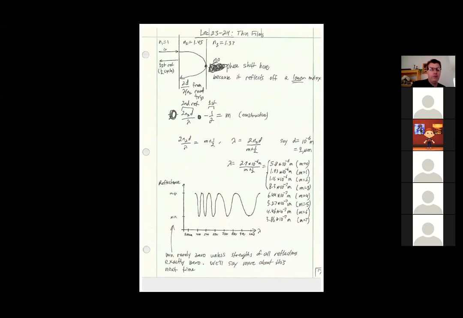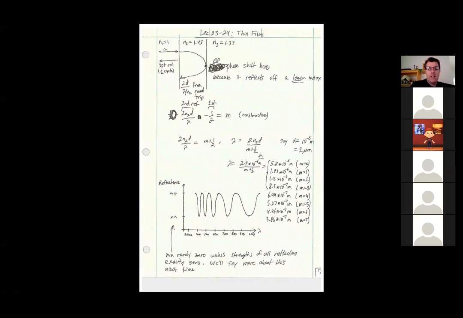All right, so here's how I would do it. I would say we've got a half cycle phase shift here. In this round trip, there's no phase shift due to reflection there because it's in a high index medium reflecting off of a low index medium. So the only phase shift that's going to be experienced inside this medium is due to the round trip distance, 2 times the thickness over lambda over n. So that's what we get. 2n2d over lambda is m plus a half. Lambda is 2n2d over m plus a half.